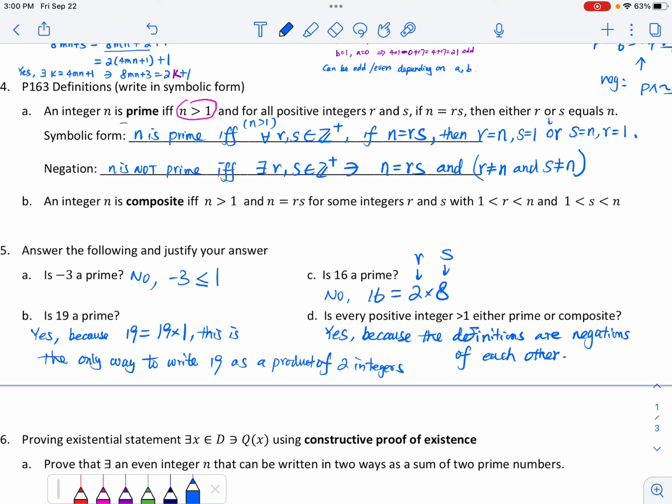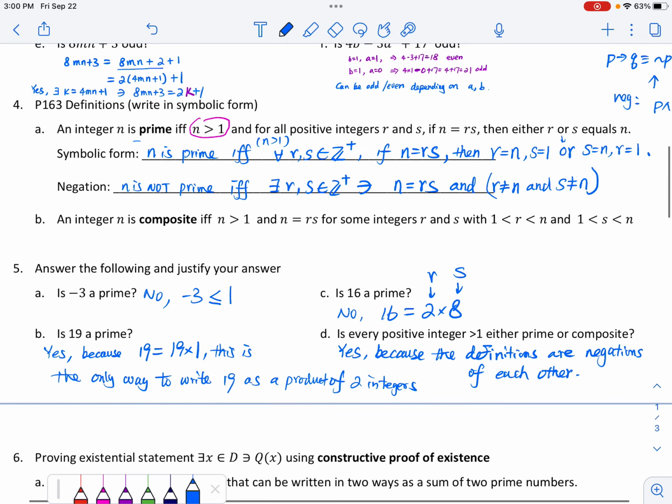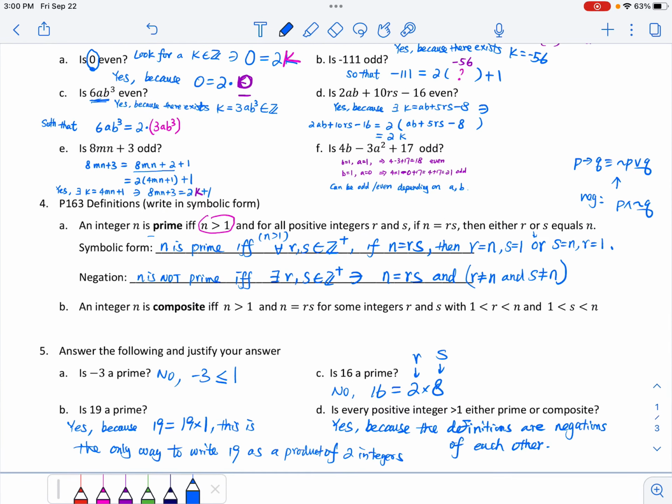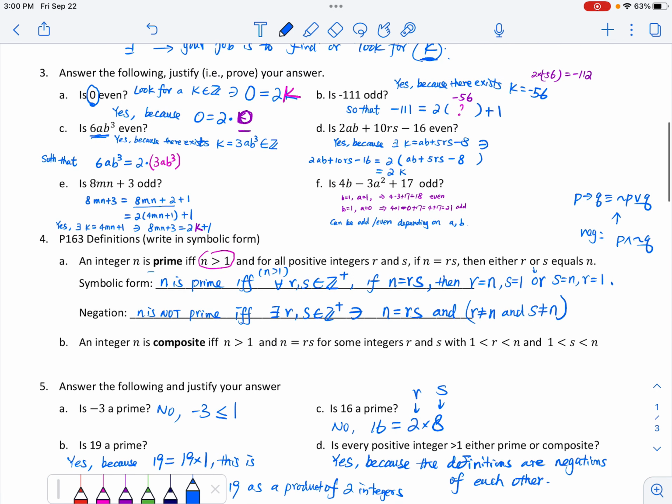All right, so this is the second part. We introduced prime and composites. Again, in the last 2 videos, we talked about even, odd, and prime, composites. These are building blocks for the proof problems in this section. So it's important that you feel comfortable with these definitions.